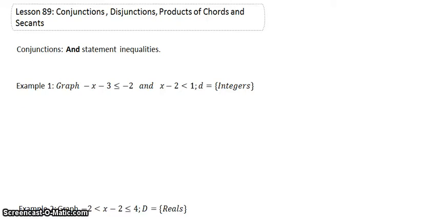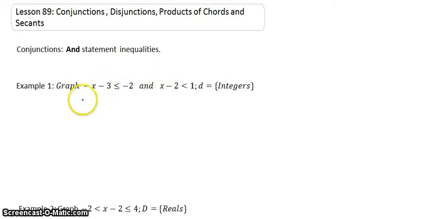In lesson 89, we look at conjunctions, disjunctions, and the product of chords and secants. For conjunctions, those are and statements of inequalities. Now, the first thing that you do when it gives you these two different inequalities that are connected with and is just solve for your variable, in this case x, separately.